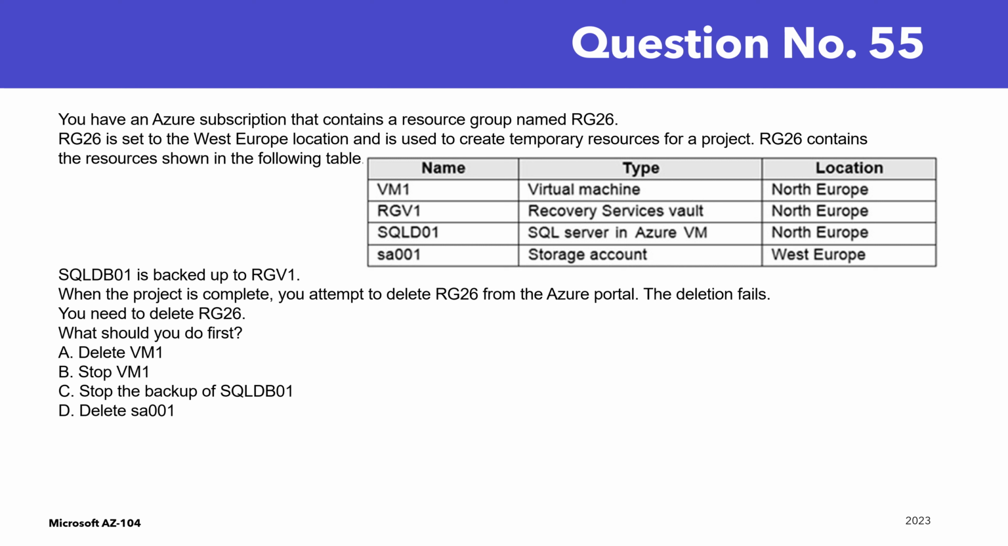What should you do first? A. Delete VM1. B. Stop VM1. C. Stop the backup of SQLDB01. D. Delete SA001. Correct answer: C.